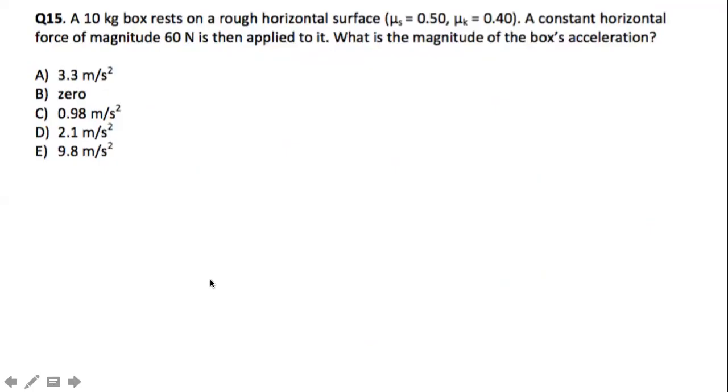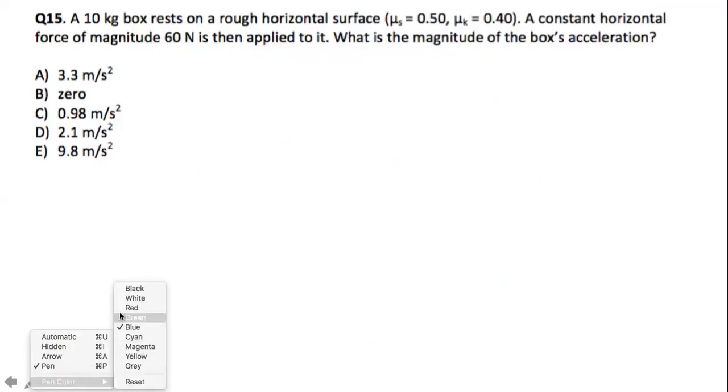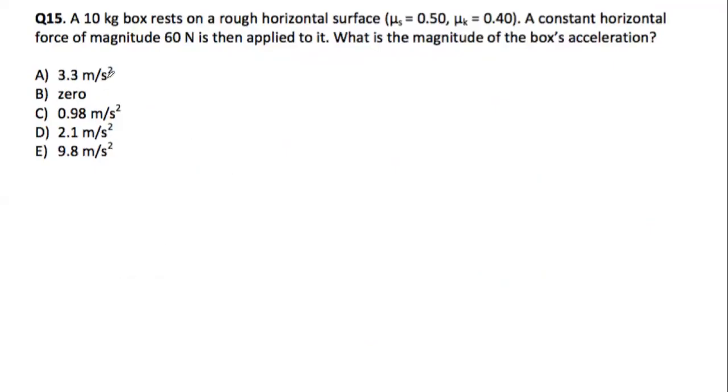Last question is this question here. You read it carefully. I give you the mass of the box. It rests on a horizontal rough surface, and I give you mu s and mu k. So let's see, this is my rough horizontal surface. This is a box.